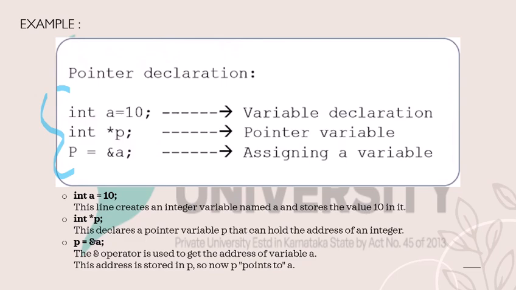p equals ampersand a. The ampersand operator is used to get the address of the variable a. This address is stored in p, so now p points to a.